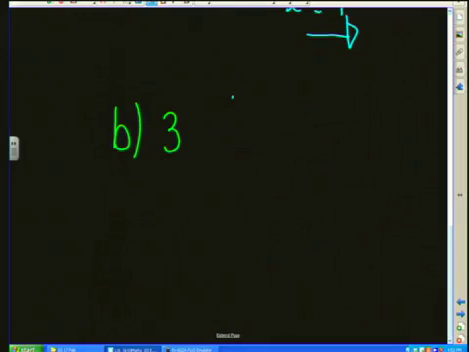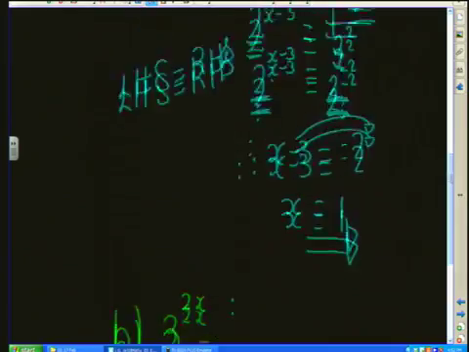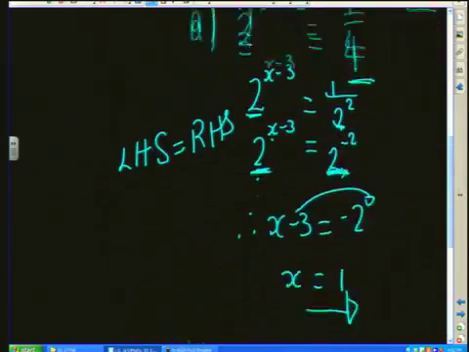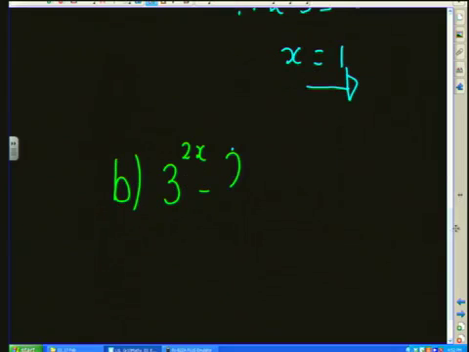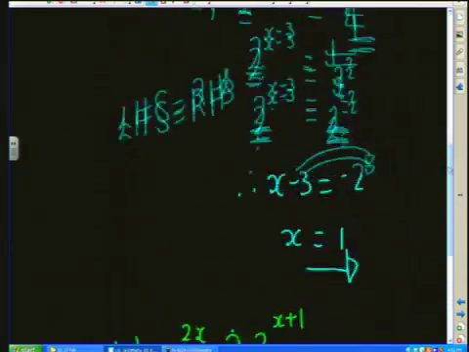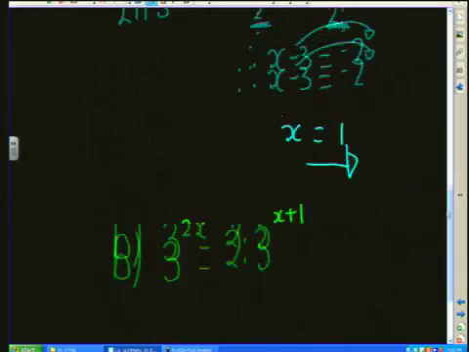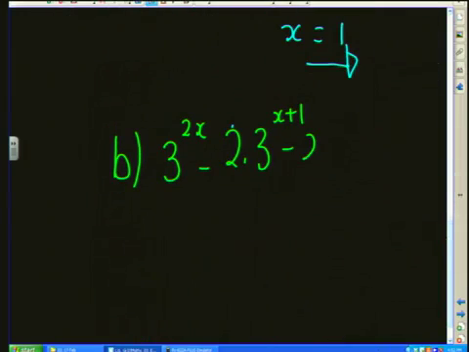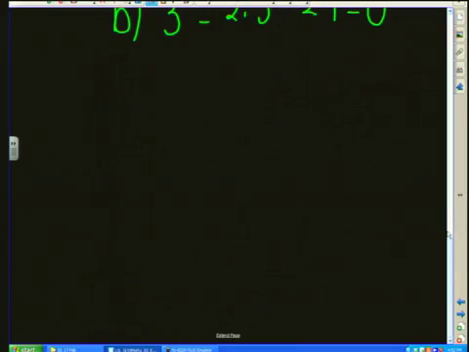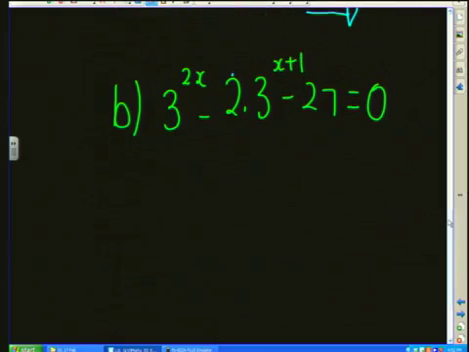So we had 3 to the power of 2x minus 2 times 3 to the x plus 1. And then we had minus 27 as the constant term. Okay, and I want to try and get through this, and hopefully you guys can follow this, even if we don't get to the very last one.